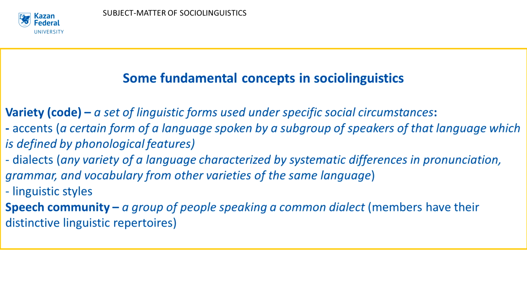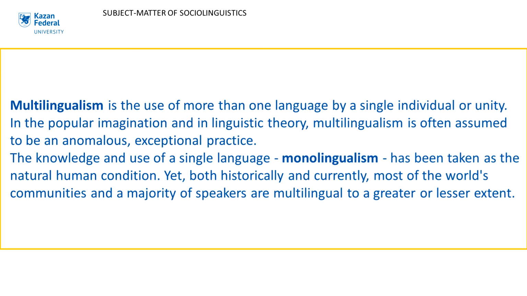The following slide shows some important sociolinguistic terms and concepts. For instance, sociolinguists often resort to the term variety, but not language, because they may deal with variations of one and the same language, but not different ones. On this slide, you can see the definition of multilingualism and monolingualism, analyzed by sociolinguists. Nowadays, monolingualism is no longer a natural condition, as more and more people speak two and more languages.